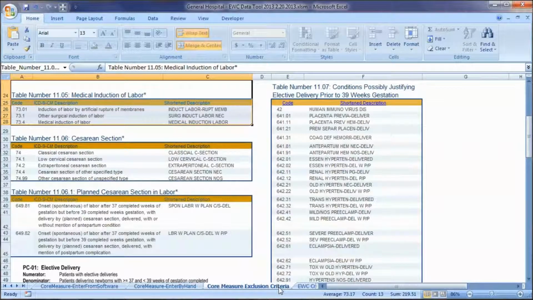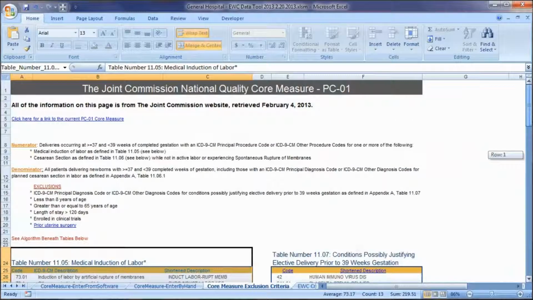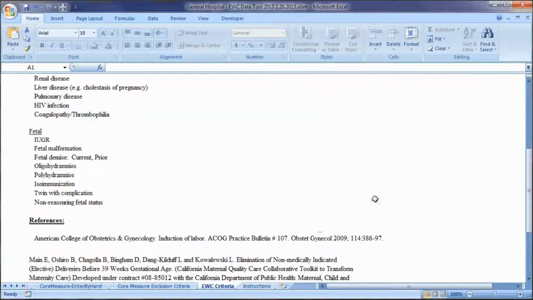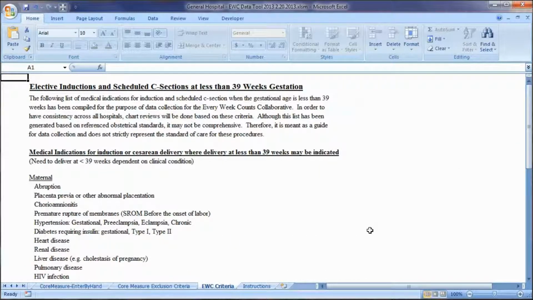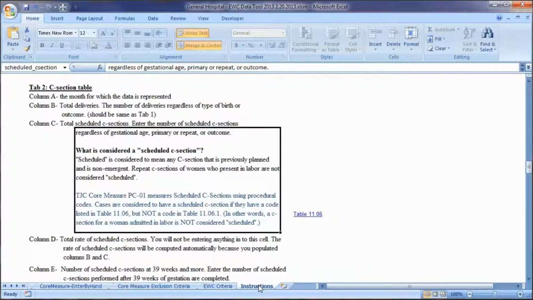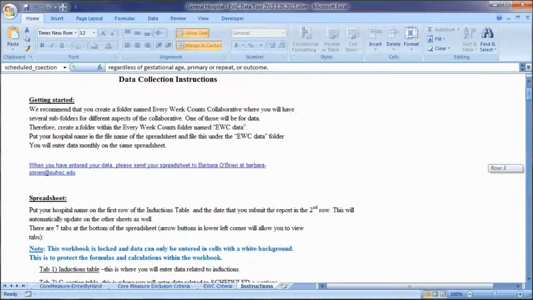The rest of the sheets in the workbook include the core measure exclusion criteria, which are the tables related to the PC01 measure, the every week counts criteria, which is information that we have been using for the every week counts measure from the beginning, and the last sheet is an instructions sheet. This may be helpful if you have any questions regarding what to put in any column on any of the tables within the workbook.